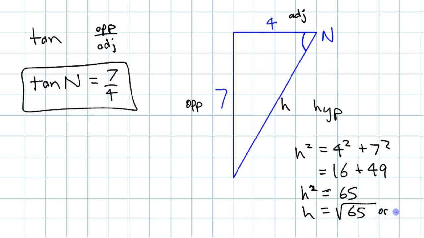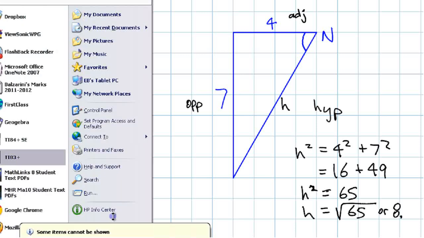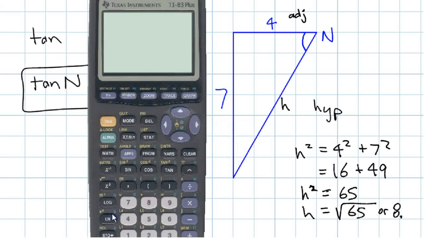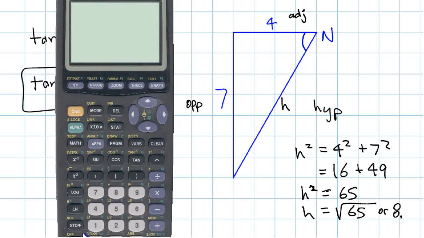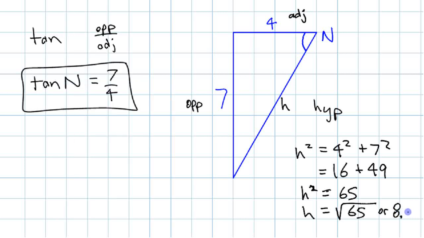Now I can write that as a decimal. It's 8 point something. It's a little bit more than 8. But I want to be able to sort of precisely write something here. Let's even grab our calculator so that we can have a look. Just for a second here, because all we need is the square root of 65. 8.06. Now we can write the other two, now that we know that side.